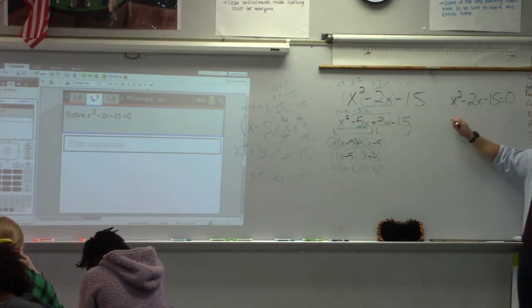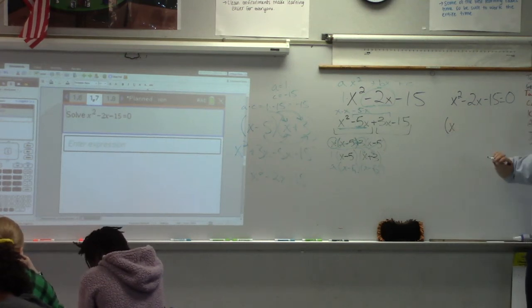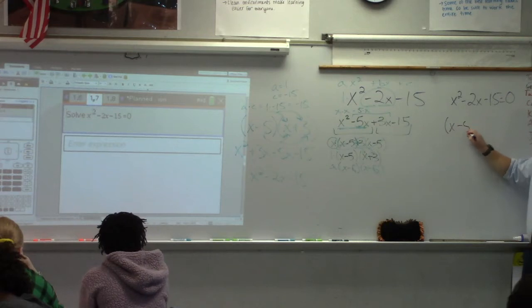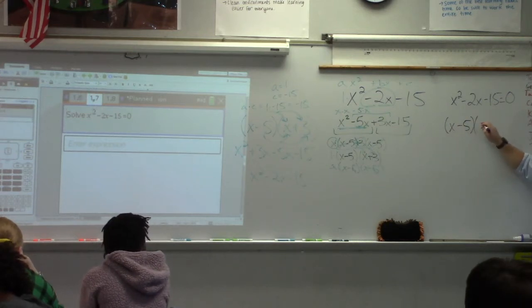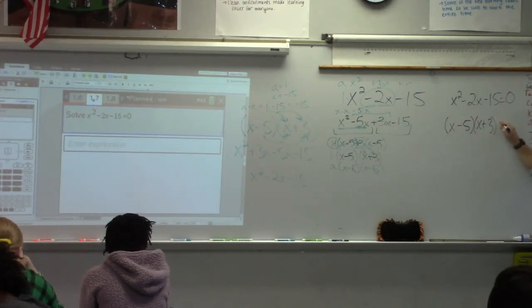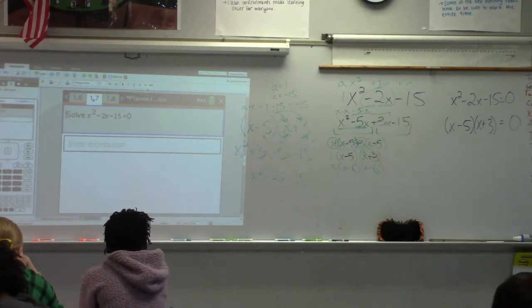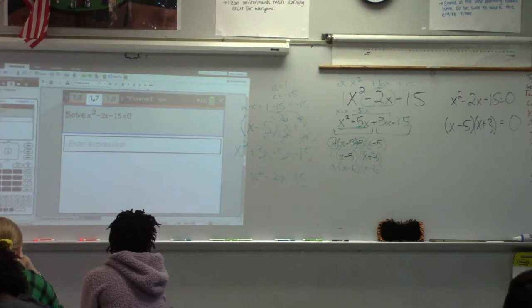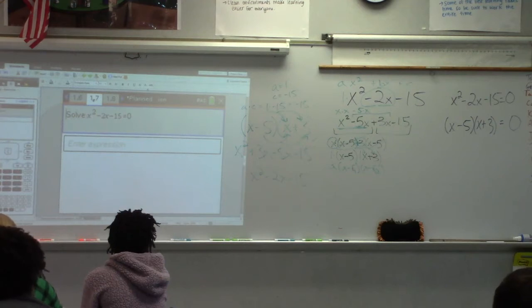When we factor this, we get x minus 5 times x plus 3 is equal to 0. Now you gotta make 2 equations. Now we gotta make 2 equations using what property though? Properties of the ball. Inverse operation.